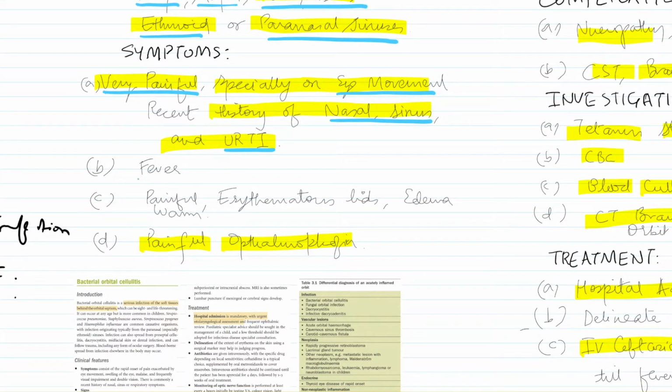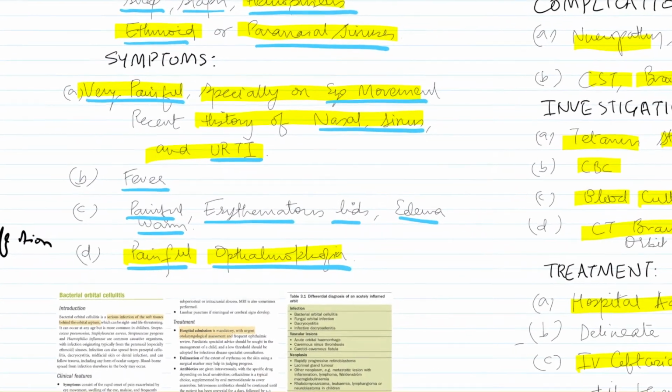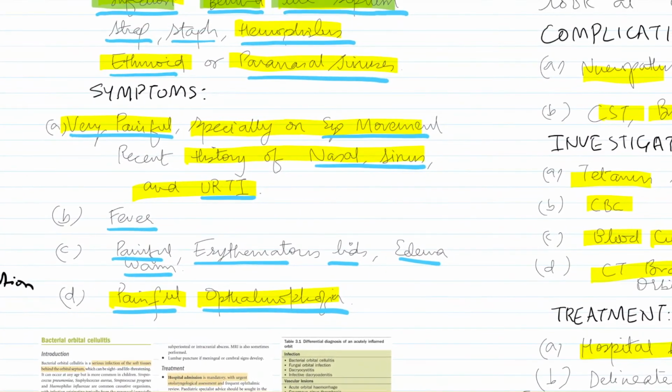Also, since it's an infection, you will have an accompanying fever. It will be painful erythematous lids with edema that is warm to the touch, and then you'll have a painful ophthalmoplegia. These things will help you diagnose a bacterial cellulitis.